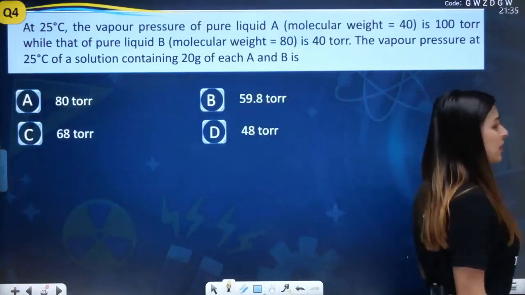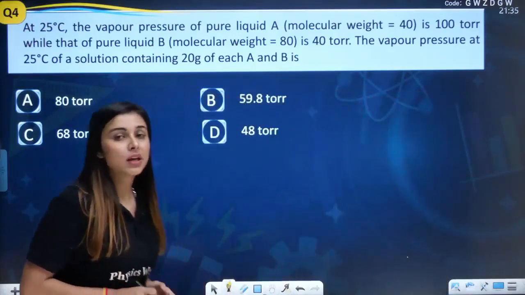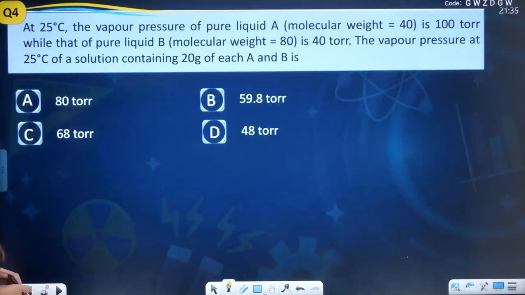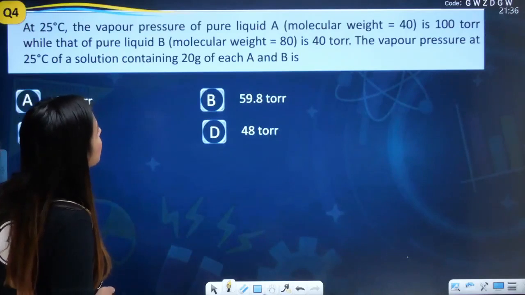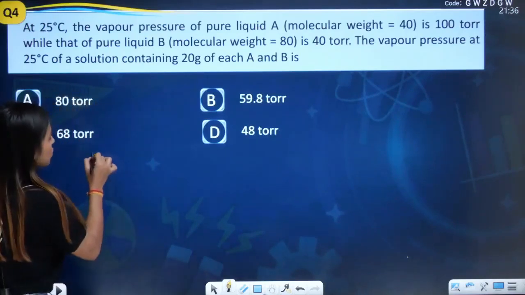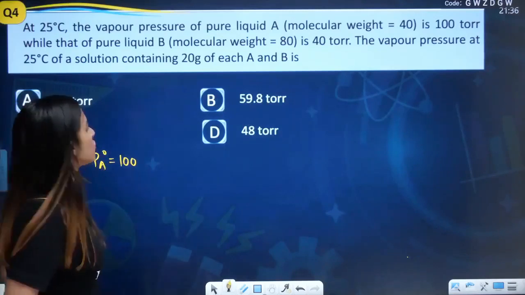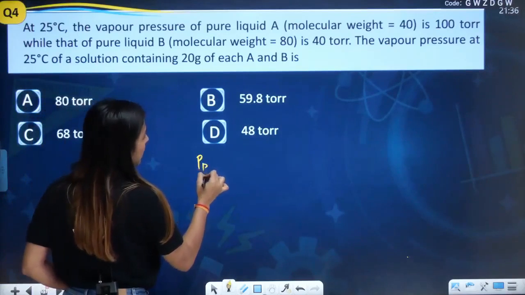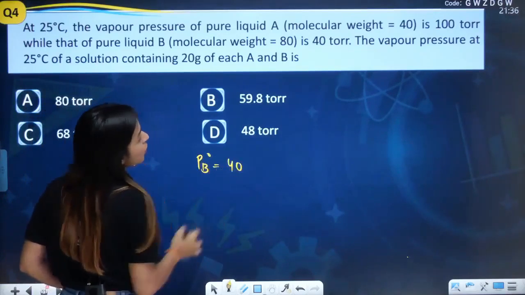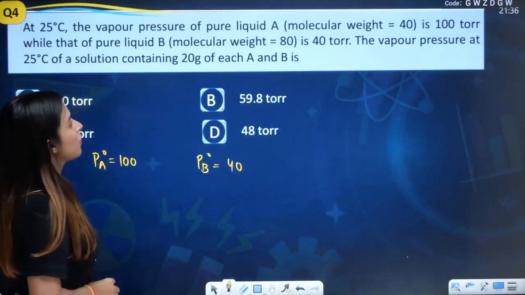Here is the question. Try the question yourself and then you will see how I have solved the question. The question says that at 25 degrees Celsius, the vapor pressure of pure liquid A, whose molecular weight is 40, is 100 torr. So my dear students, you are given PA naught equal to 100. Whatever the information is given, just write it. While that of pure liquid B is 40 torr. The vapor pressure of a solution containing 20 grams of each A and B.